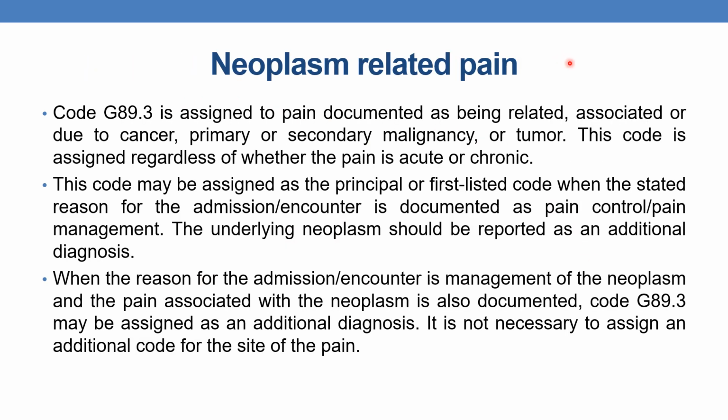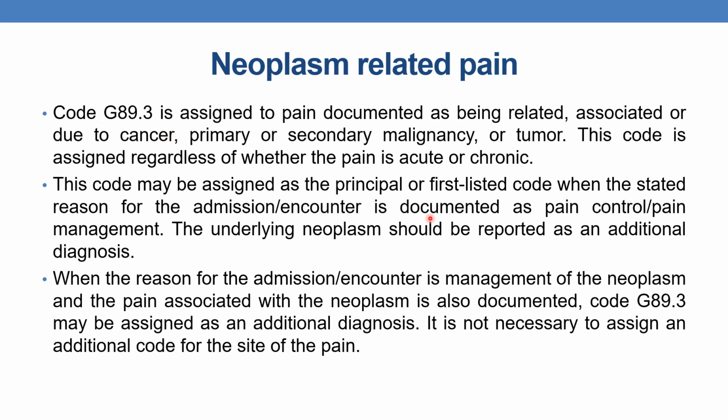Now coming to neoplasm related pain. Code G89.3 is assigned to pain documented as being related to, or due to cancer. It can be primary or secondary malignancy or tumor. This code is assigned regardless of whether the pain is acute or chronic. Whether the pain is acute or chronic, by default you need to code only G89.3 for neoplasm related pain.